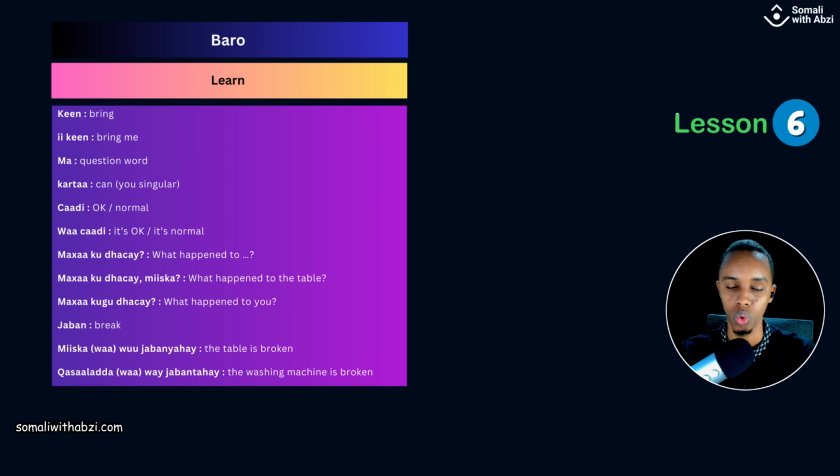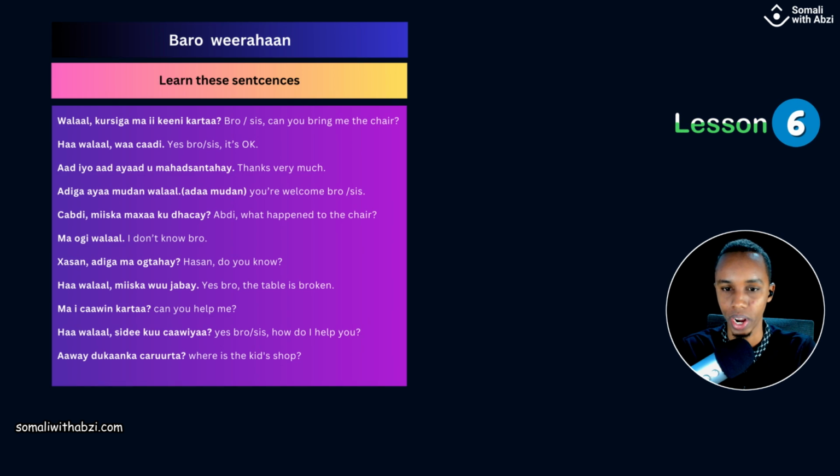But in Somali language, we always go with wa, since the ending verb also expresses whether it's a masculine or feminine noun. Like miiska waa jaban yahay is acceptable, and qasaalada waa jaban tahay is also acceptable. Yeah, that's also fine. All right, now let's go to the next section of our class, which is baro weerahan.